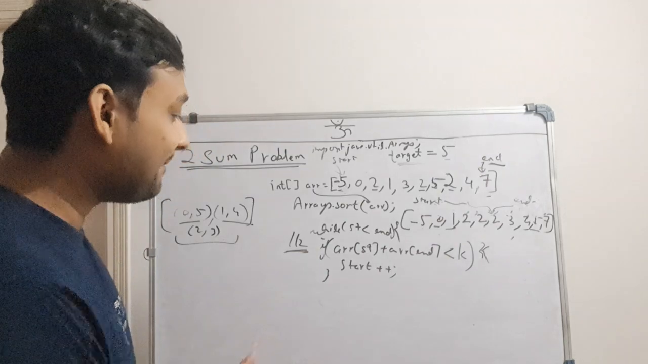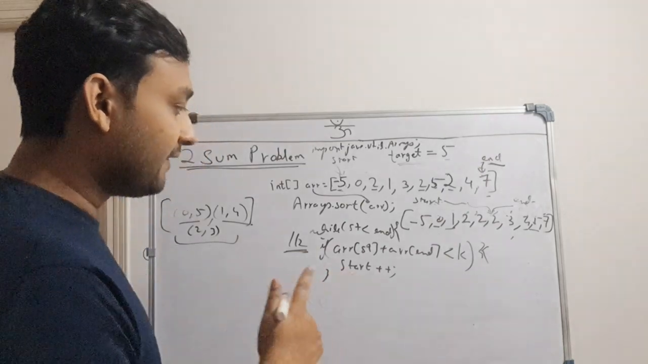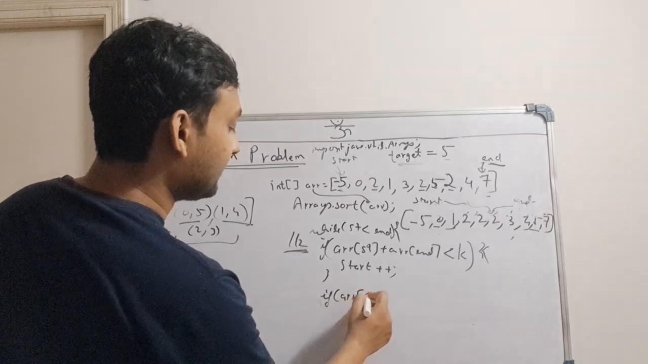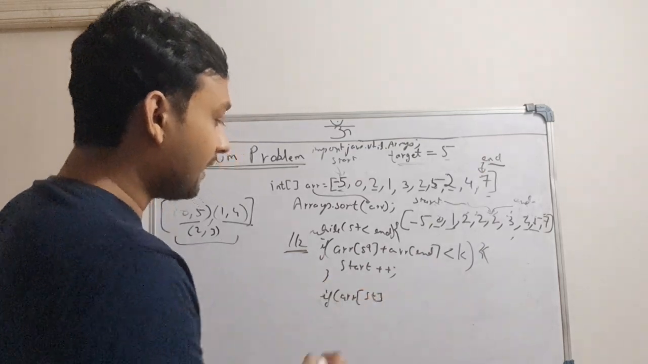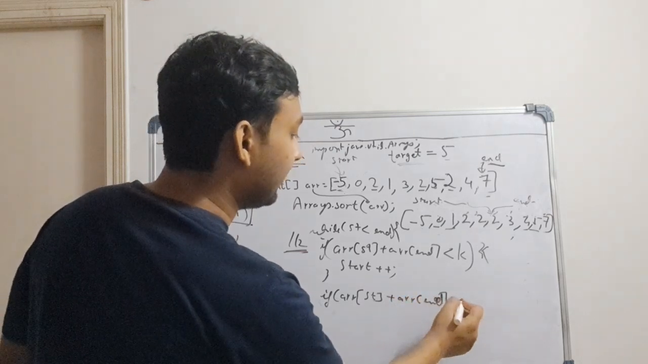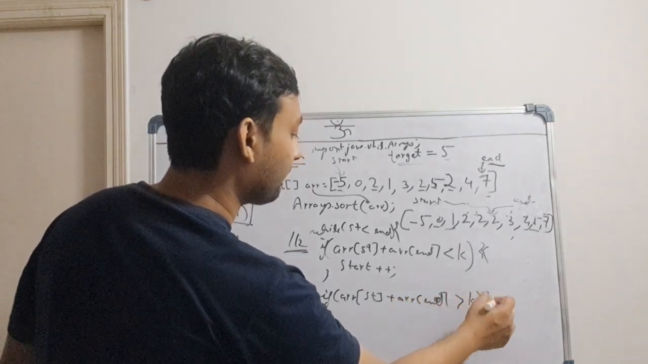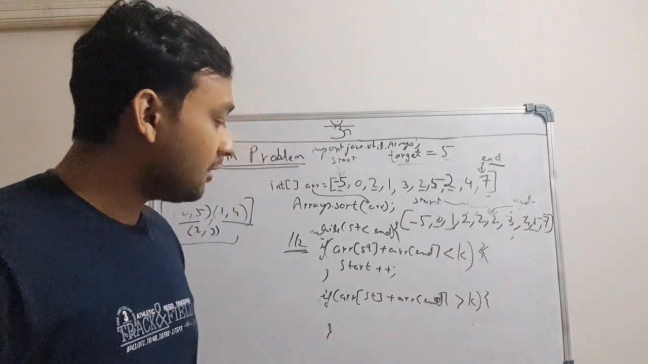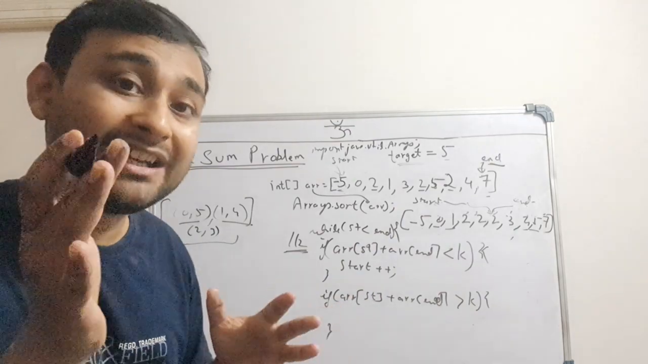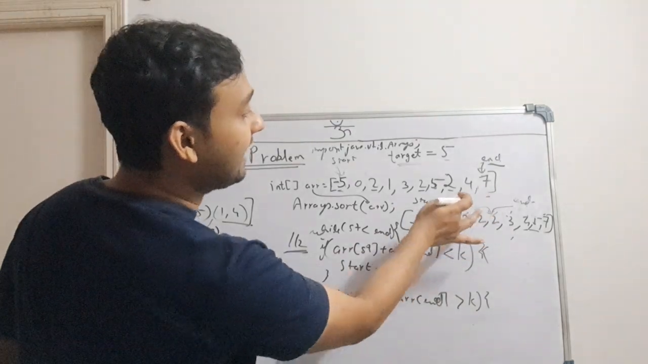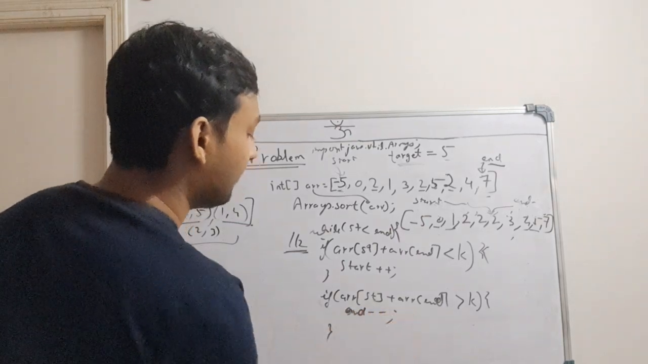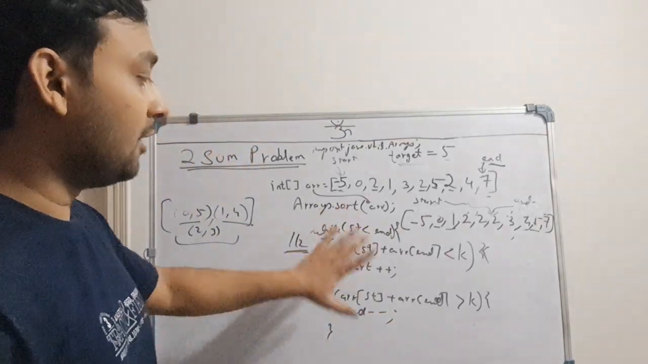Then what will be my next step? One more if condition we have to check. If array at start plus array at end is greater than k. What we have to do in this scenario? When array at start plus array at end is greater than k, I have to reach closer to the target by reducing the sum. So I have to reduce the end pointer. So I have to do end minus minus. I hope you got this concept.